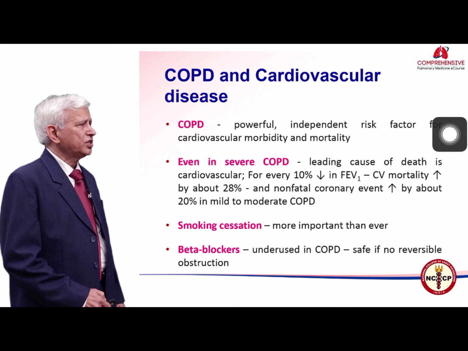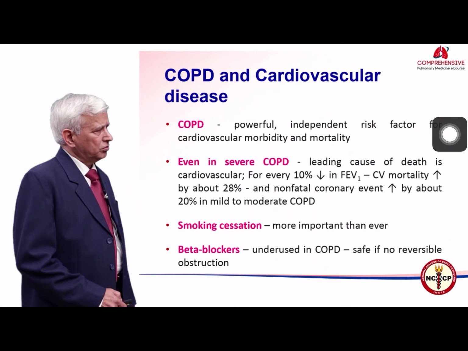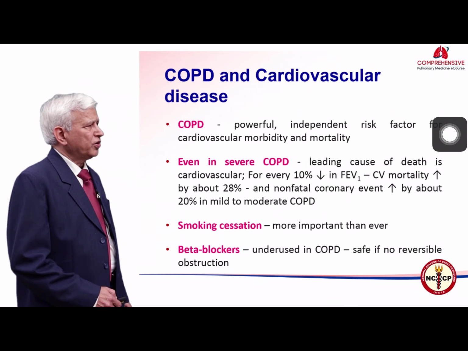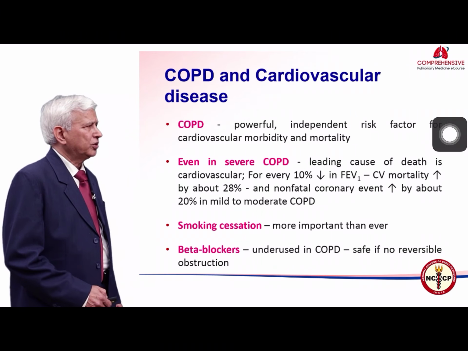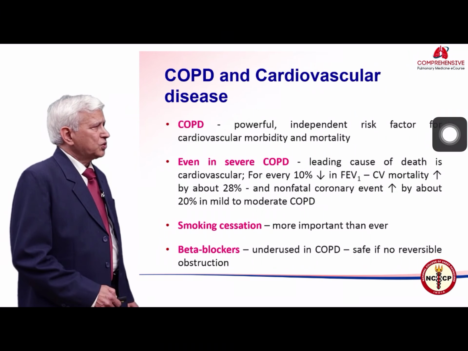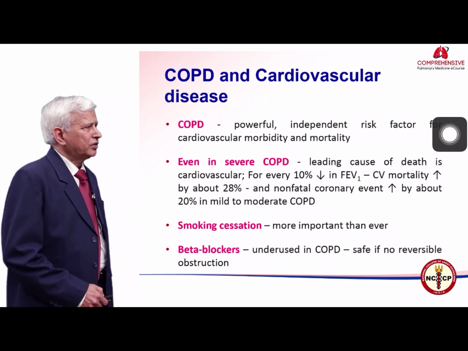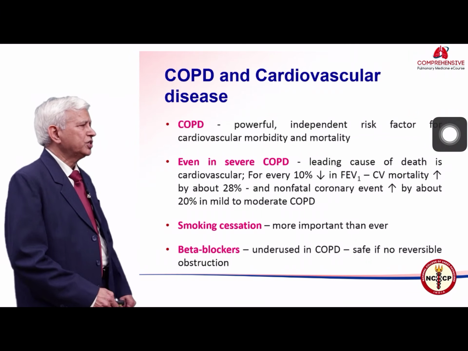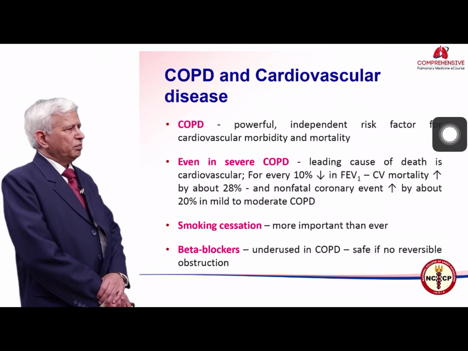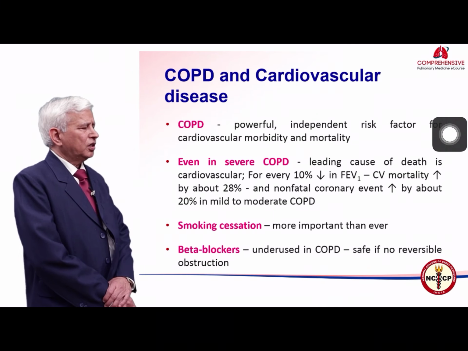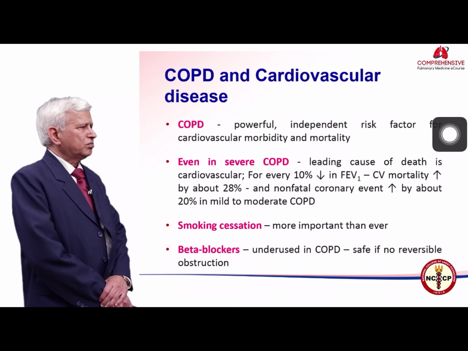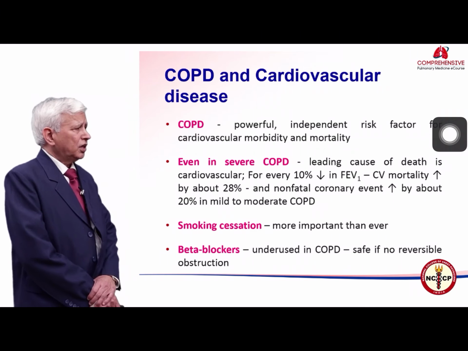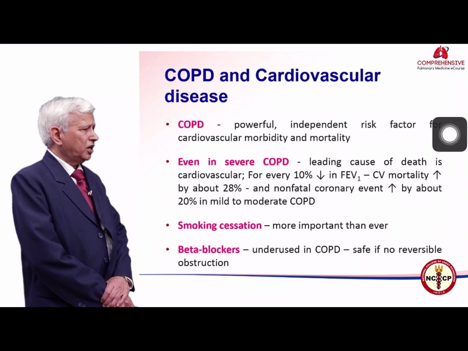COPD and cardiovascular disease is in particular important because many of these patients are now known to die because of cardiovascular disease rather than because of respiratory failure. It has also been seen that COPD is a powerful independent risk factor for cardiovascular morbidity and mortality. So smoking cessation, which is responsible for both these conditions, is more important. Regarding beta blockers, there had been a previous fear that they may aggravate bronchoconstriction in patients with COPD, although they may be required for ischemic heart disease, especially cardiac arrhythmias and so on.